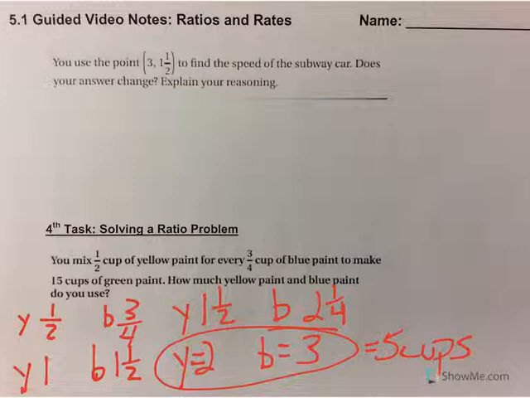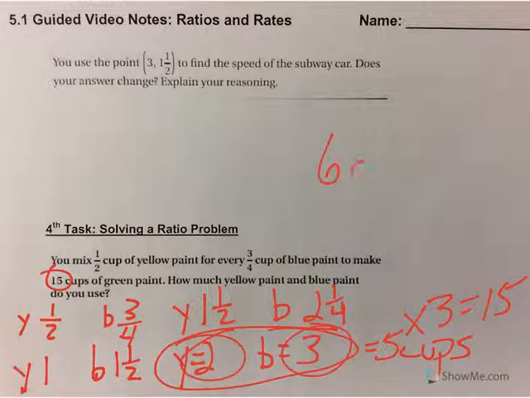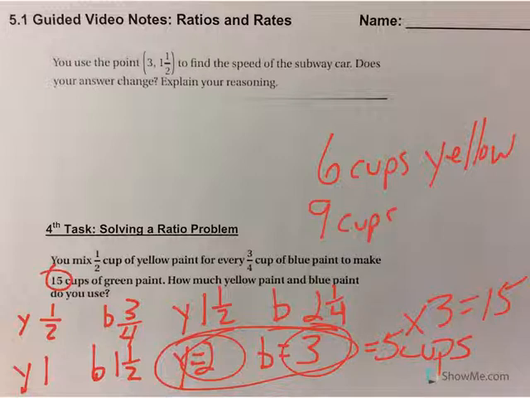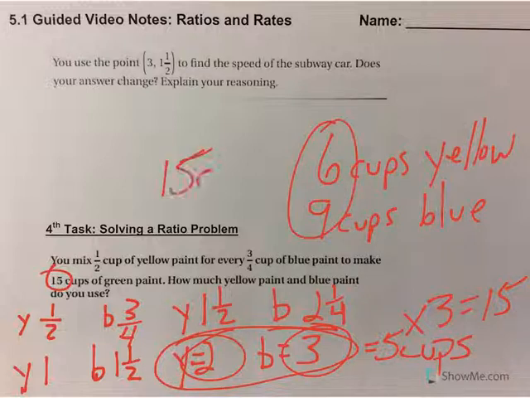So I need to get to 15 total cups of green paint. So if I have this as 5 cups, I can just multiply that by 3 to give me 15. So I just multiply these two numbers here by 3 as well. So the 2 times the 3 would give me 6 cups of yellow, and 3 times 3 would give me 9 cups of blue. And if you can see, 9 cups of blue and 6 cups of yellow would give me 15 cups of green. So I just worked my way up.